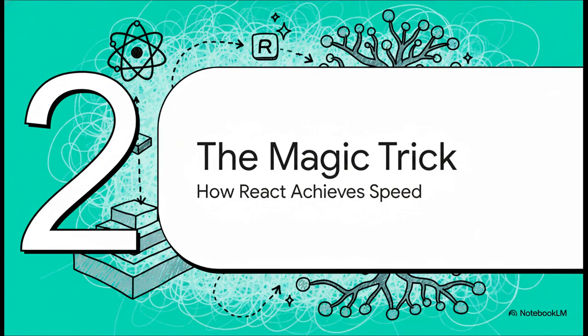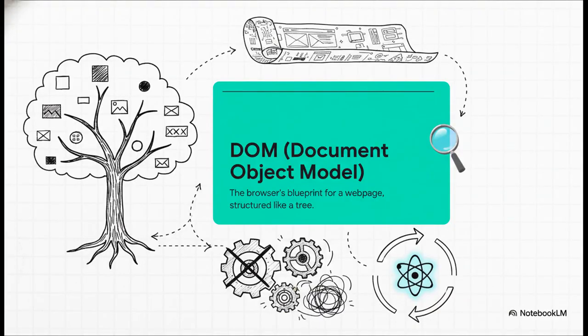So what exactly was this magic trick? I mean, how did React solve a problem that was bogging down one of the biggest websites on the planet? Well, the answer lies in how it handles something called the DOM. Okay, stick with me here.